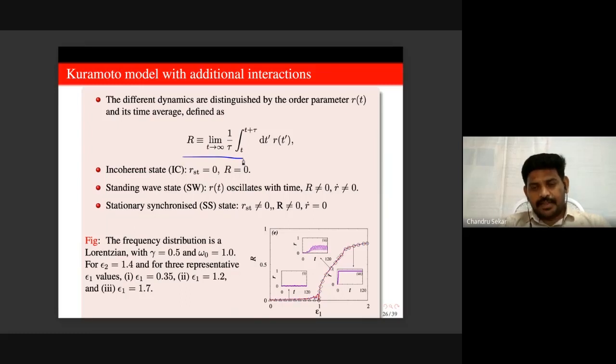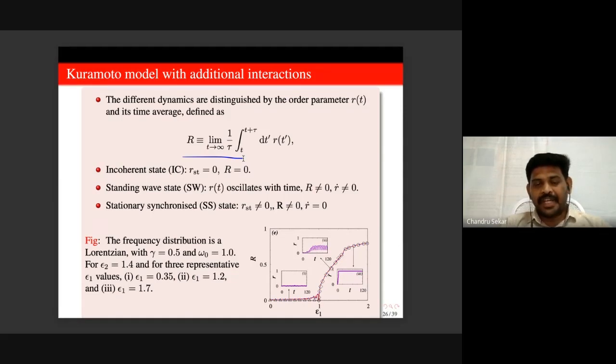While analyzing this system by varying epsilon 1 and epsilon 2, we have identified three states: the incoherent or desynchronized state, the standing wave state, and the stationary synchronized state. In the incoherent state, all the oscillators are oscillating with random frequencies. So the time average R goes to 0, taking the value 0.